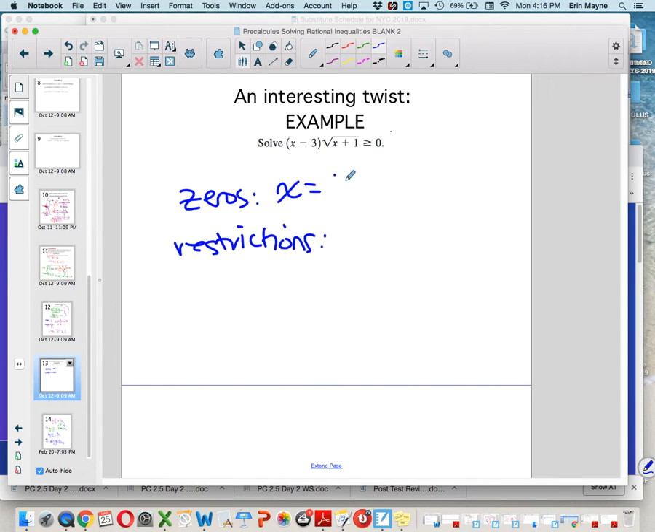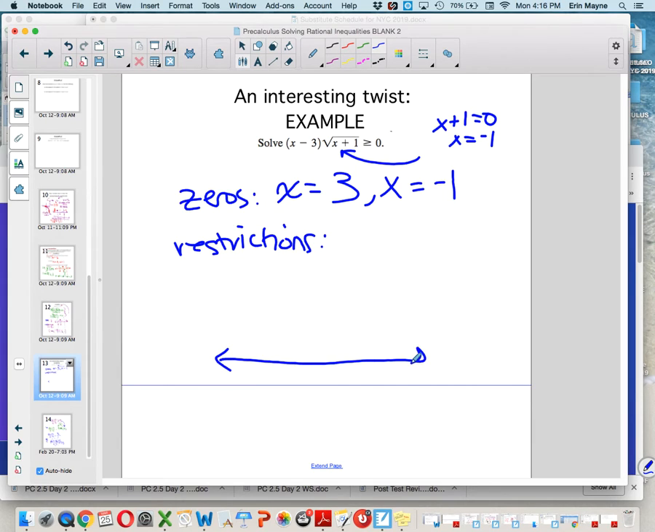Okay, x equaling 3 is a 0. If I stuck in -1 into here, if I wanted to know when x plus 1 would equal 0, x would equal -1. Those 2 numbers are zeros. I can put those on a number line. But then perhaps the trickier part is the restriction.